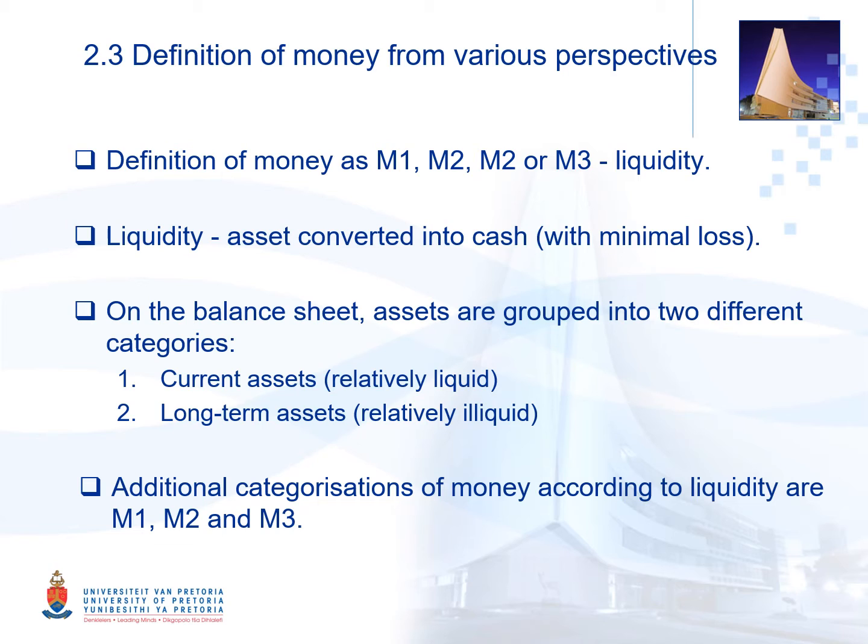Additional categorizations of money according to liquidity are M1, M2, and M3. These classifications are important for the Reserve Bank and National Treasury officials in the performance of monetary policy, as the proper definition of money can affect how money in the economy is measured and managed.